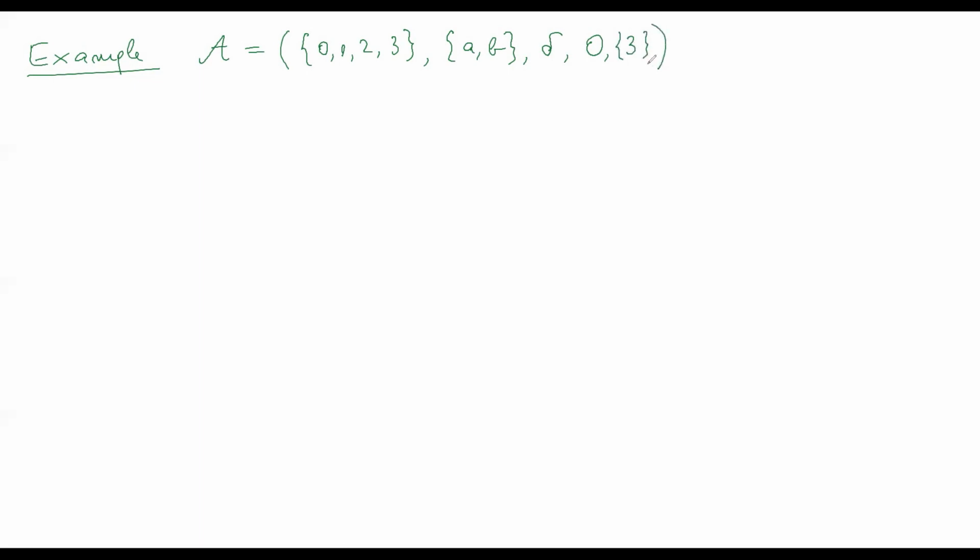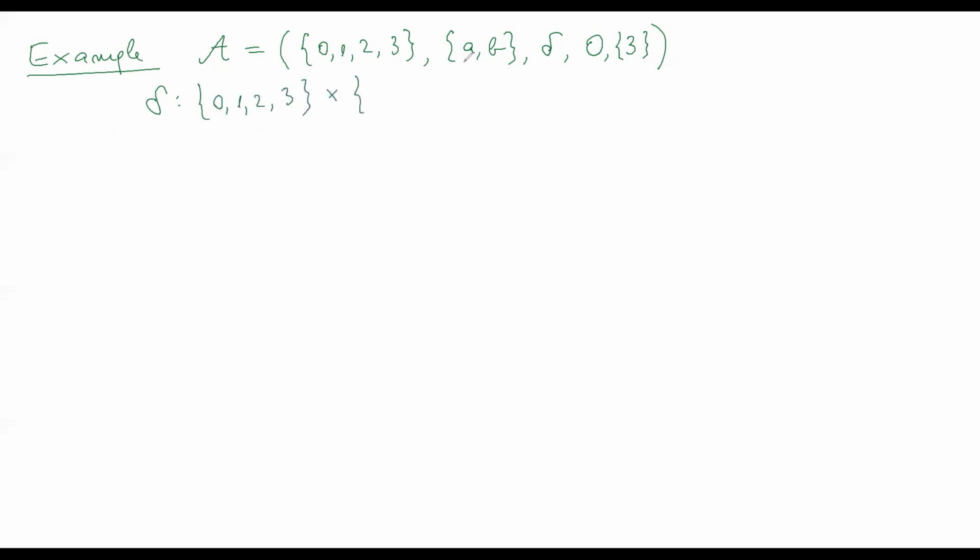And I can show this delta through a table, so through a transition table. So I can say that delta, so remember that delta is defined on Q, which in our case is 0, 1, 2, 3.